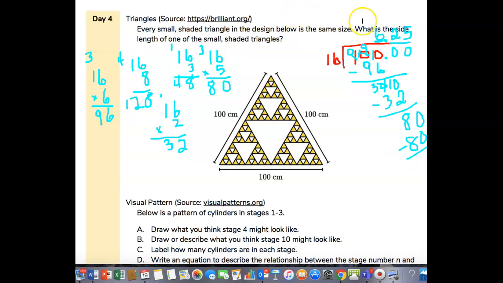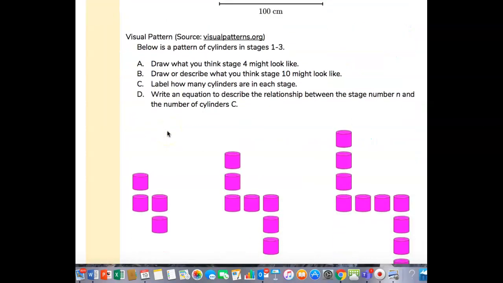So it says, let's go back here. What is the side length of one of the small triangles? So do you see one of these, just of this right there. Okay, each of those is 6.25 centimeters, or 6¼ centimeters if you were going to make that a fraction, but 6.25 centimeters. Okay? I hope you can see that clearly. And I'm going to have to erase this, but you have it on your page to finish up. All right, so let's go down to visual pattern.